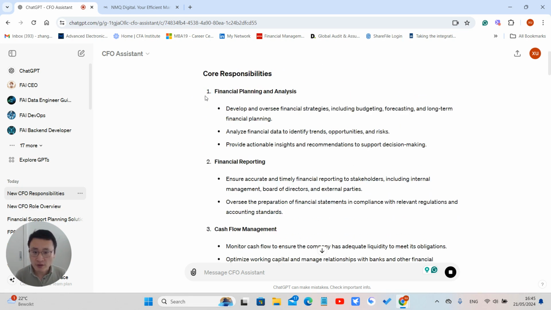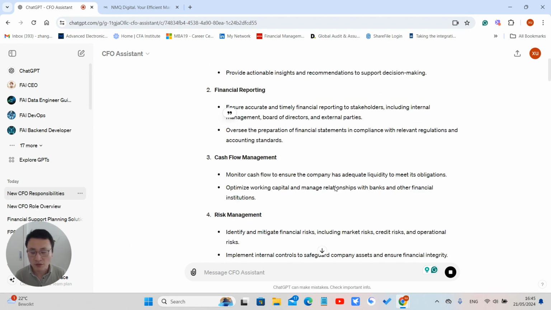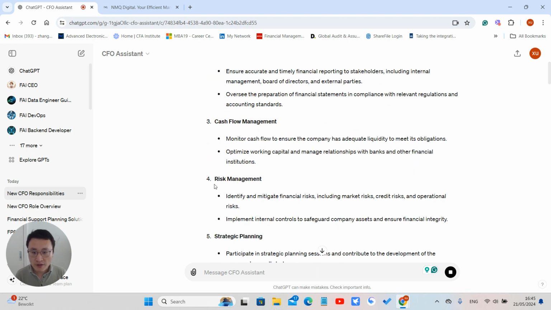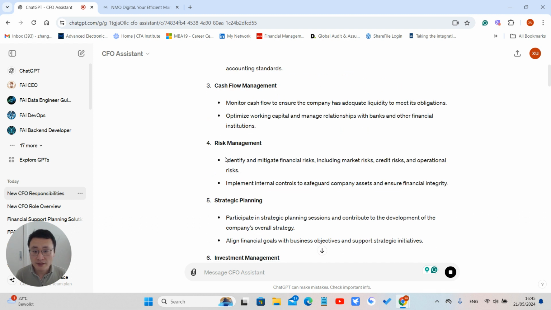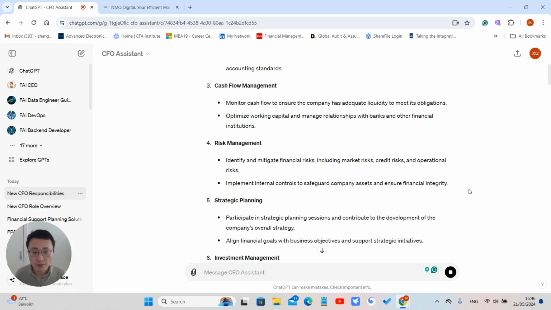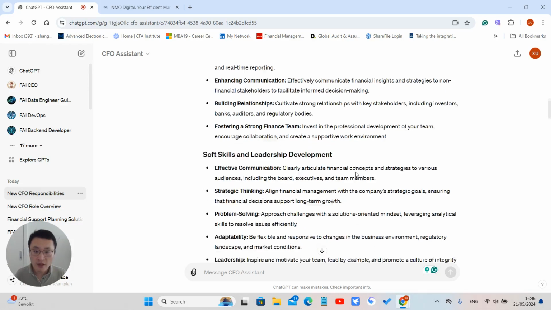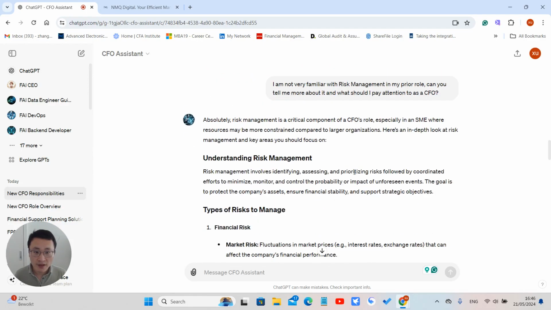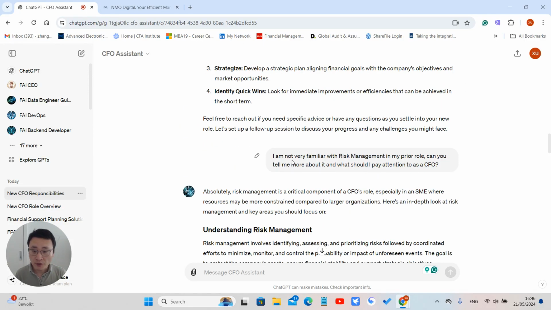Let's say in our previous role, we already understood what FP&A is about, financial reporting, right? We did that for 10 years. Maybe the only thing that interests us is risk management. But since it's only a piece of this response, we don't have too many details. Like, okay, identify and mitigate the financial risk, what does that mean, right? Now, the good thing is that we can always put follow-up questions to get more details.